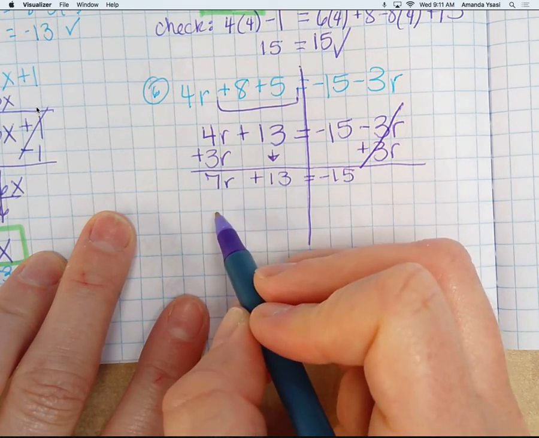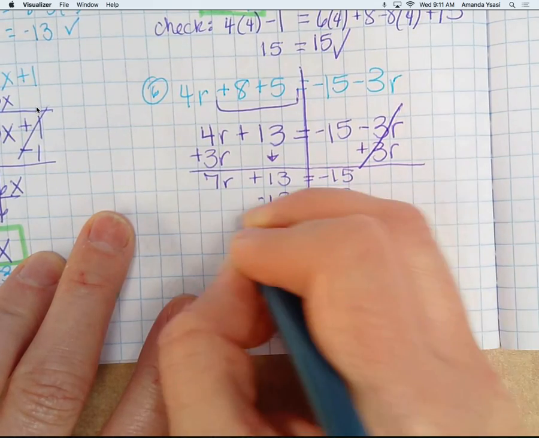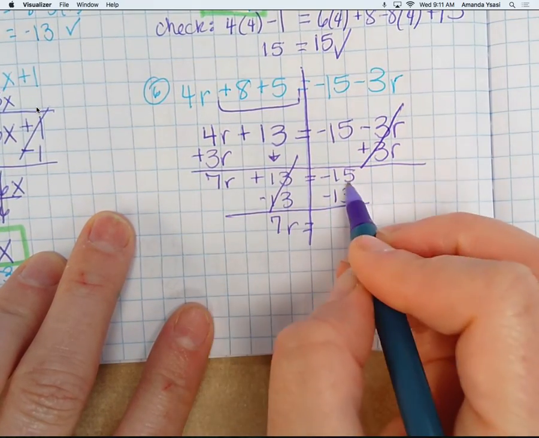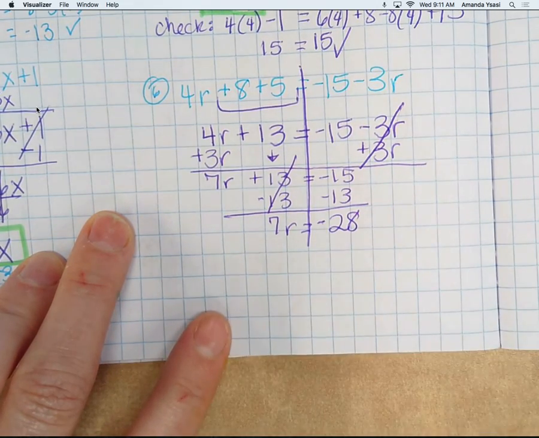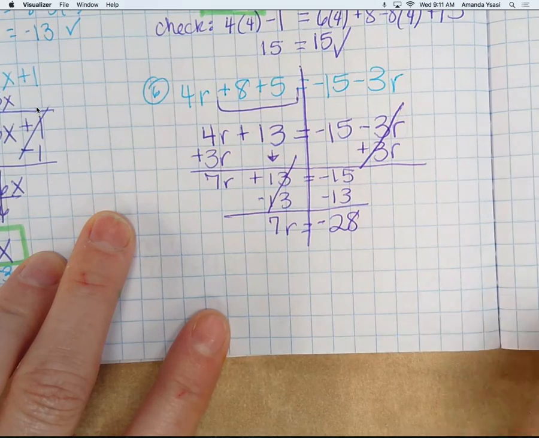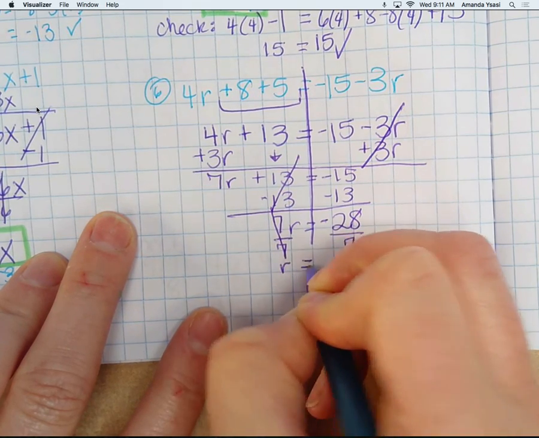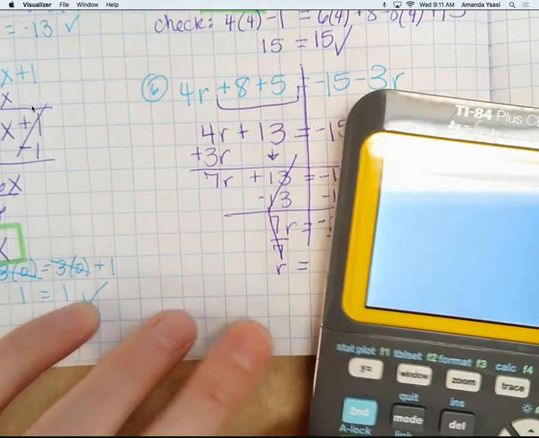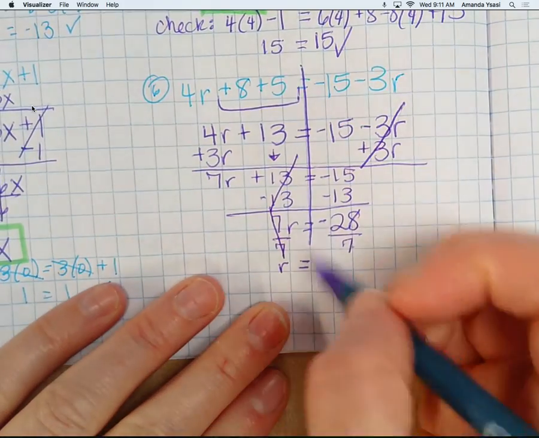Seven R needs to be by itself, so I need to move this plus 13 and do minus 13. So I get 7R equals negative 15 minus 13. Negative 28, right. And I divide by 7. R equals negative 28 divided by 7. Equals negative 4.